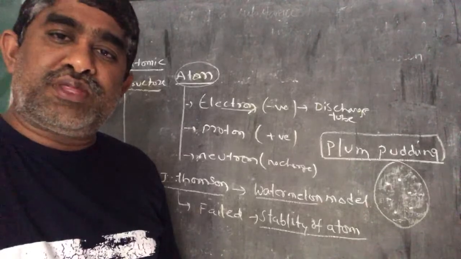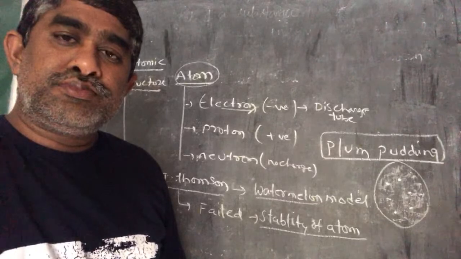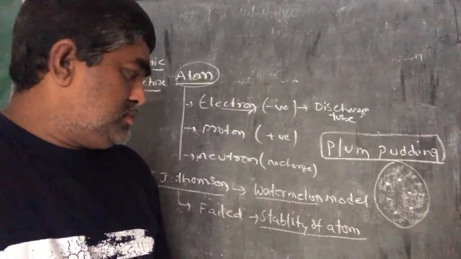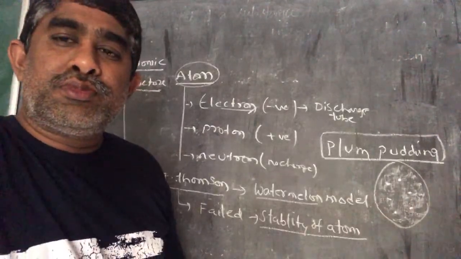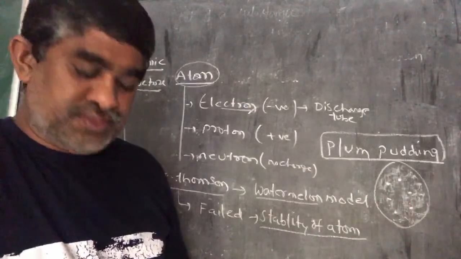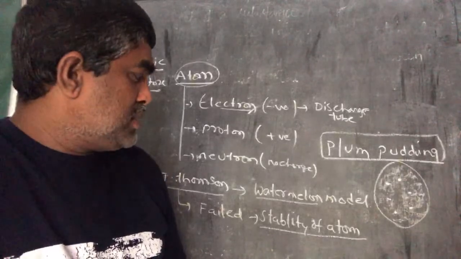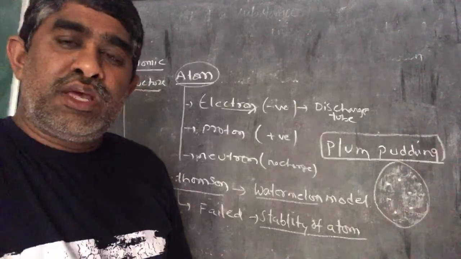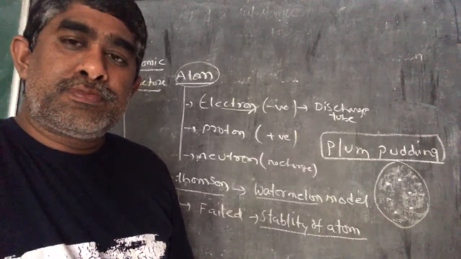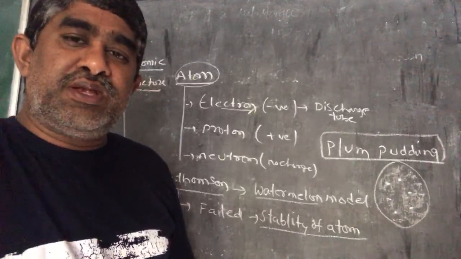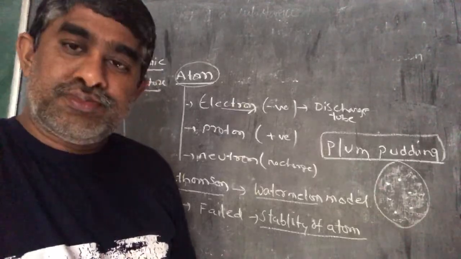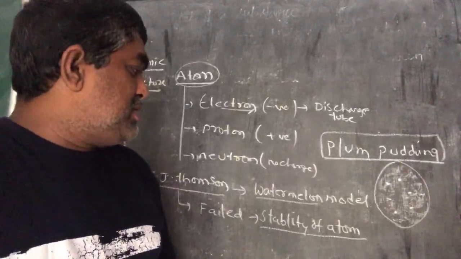Write down the failures of J.J. Thomson. First point, he cannot explain the stability of atom.